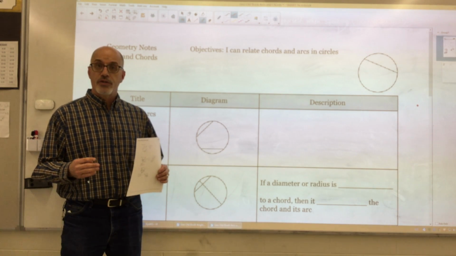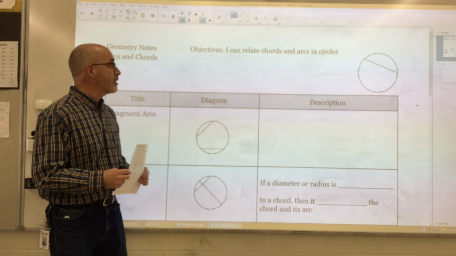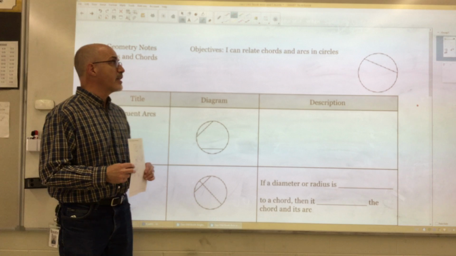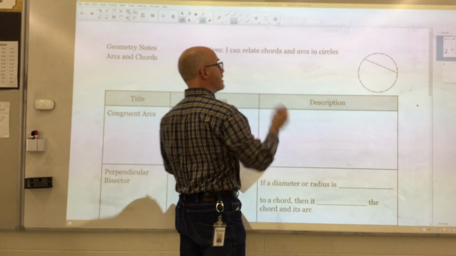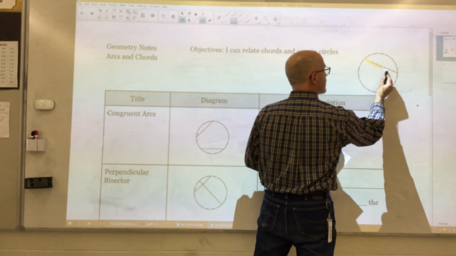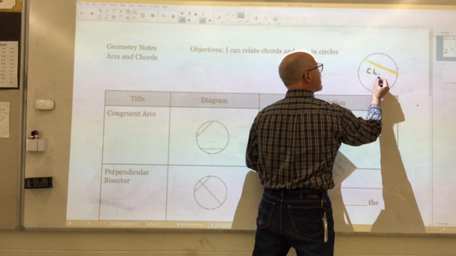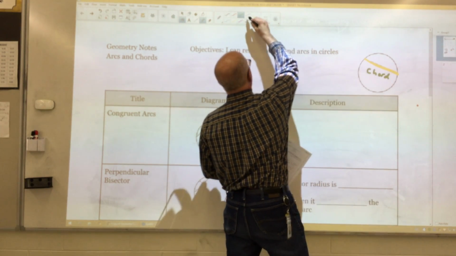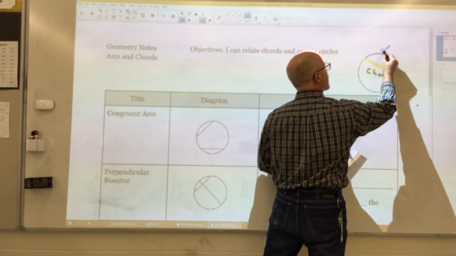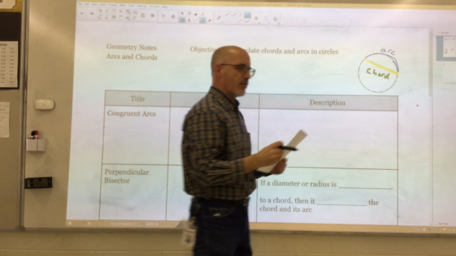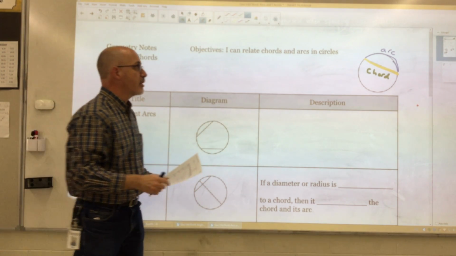In this lesson, we're going to talk about chords and arcs in circles. Our objective is I can relate chords and arcs in circles. Just so you know what we're talking about vocabulary-wise, this here is listed as a chord, and it's related to this here, which is the arc. We're going to talk about the relationship. Arcs are on the circle, the chords are going between 2 points on the circle.